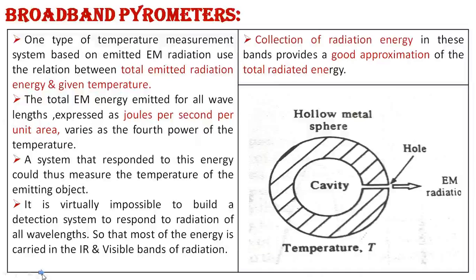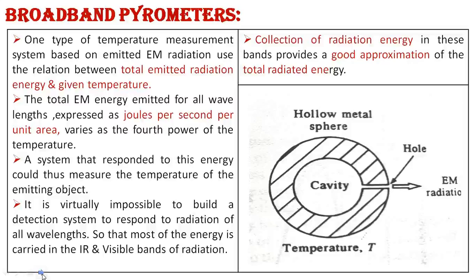Next one is the broadband pyrometer and its construction. One type of temperature measurement system is based on emitted EM radiation, using the relation between the total emitted radiation energy and temperature. The total electromagnetic energy emitted for all wavelengths, expressed in joules per second per unit area, varies with the fourth power of the temperature.